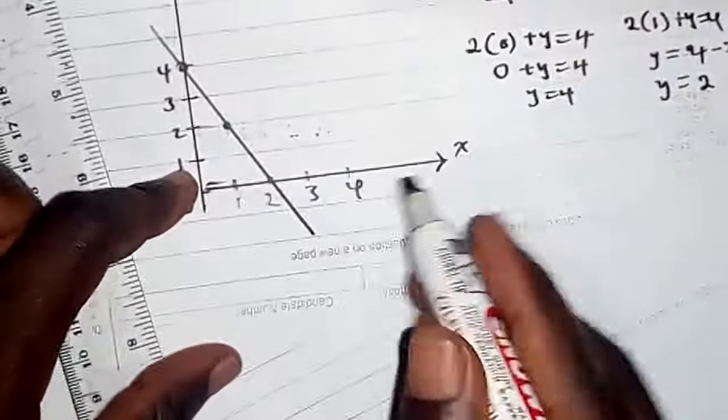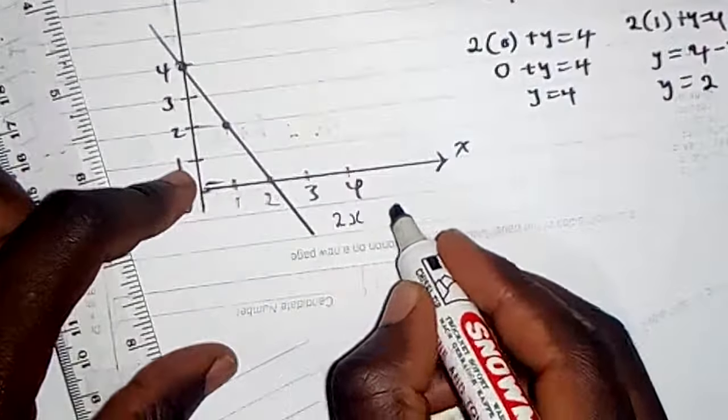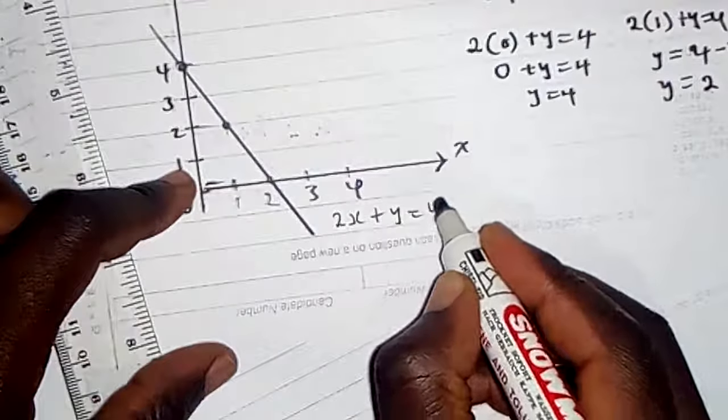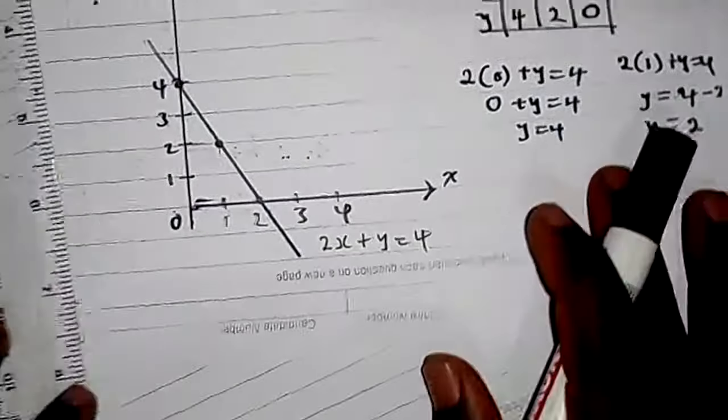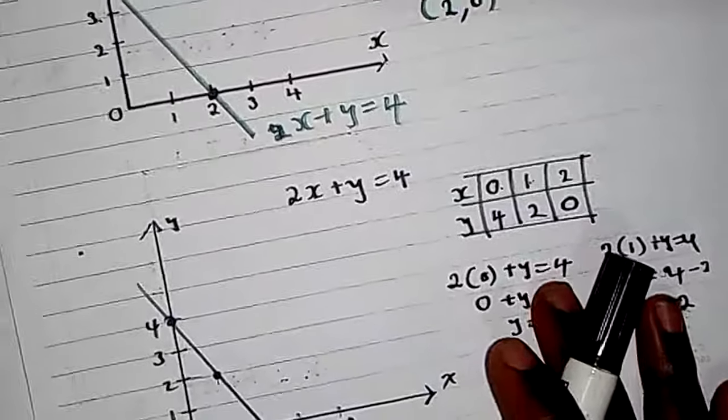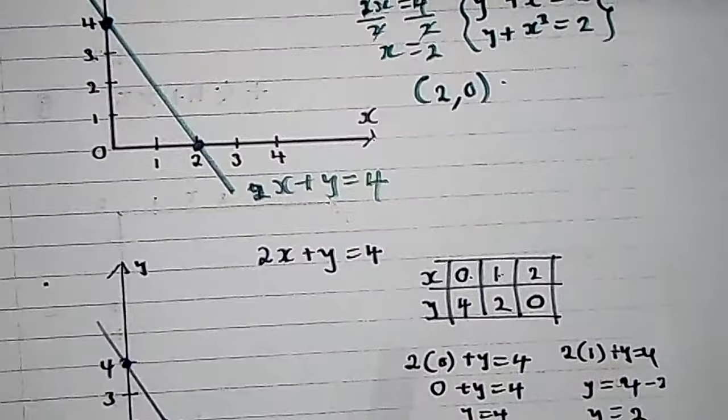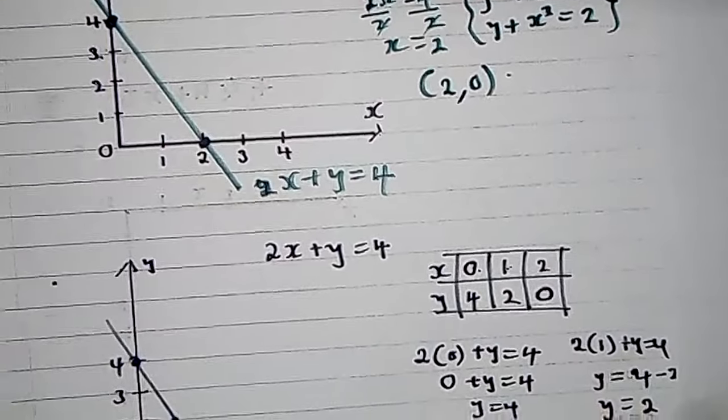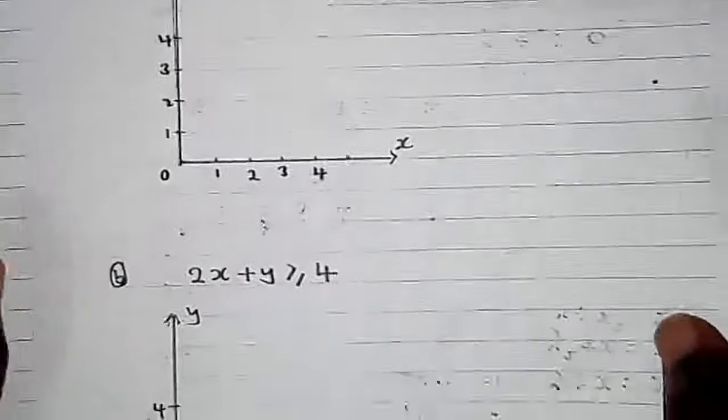So this is a graph, which is 2x plus y is equal to 4. This is how you plot the graphs or the lines. All right, so we're done with this one. We can now try to do something a little bit different.